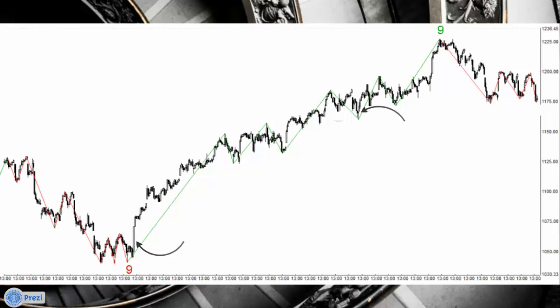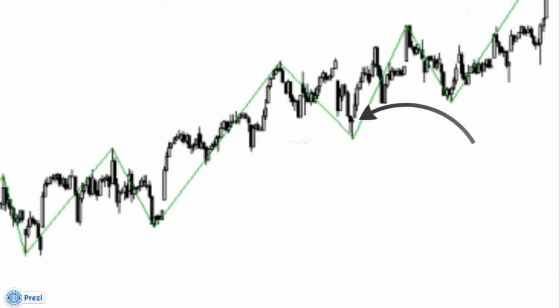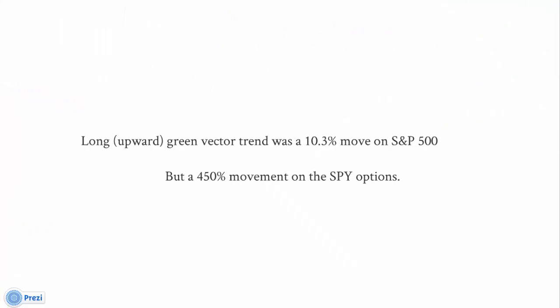Now this is one of the larger ones. It's not the largest by any means, but it's a 10.3% movement in the S&P 500. But this is a 450% movement on the SPY options. So you'd be making 50 times more on the SPY options than you would have just trading the S&P 500 or just trading the SPY. The SPY, by the way, is an index that trades at 1/10 of the S&P 500. It's highly liquid, and it's a great way to trade both the S&P 500 and the S&P 500 options.